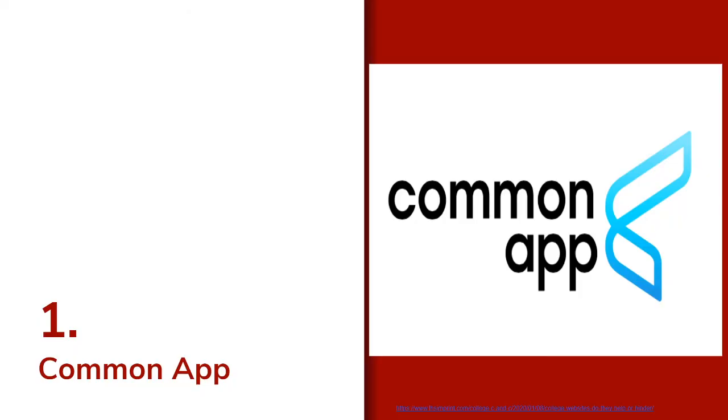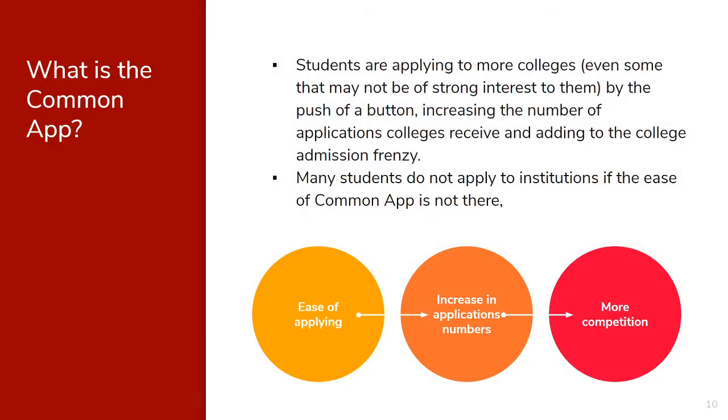All right, so we're going to jump into the Common App. Using the Common App, students can easily apply to any of the 456 member schools with just the press of a button, and they still might need to complete school-specific supplements. So what is the Common App?